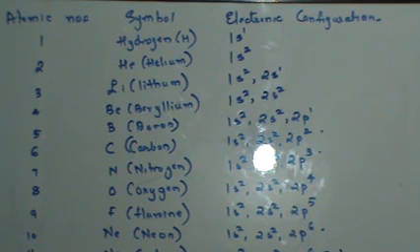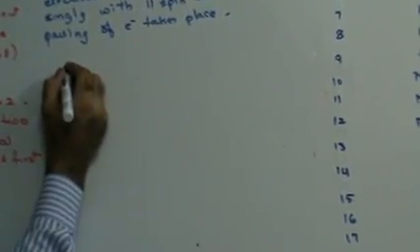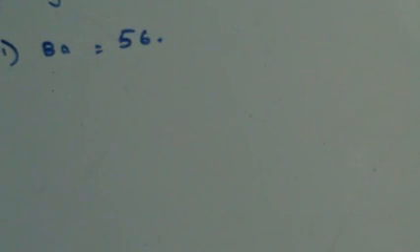Let's pick up elements at random and give you. Suppose if I were to give you, say, barium, atomic number 56. Please try writing the electronic configuration of this.